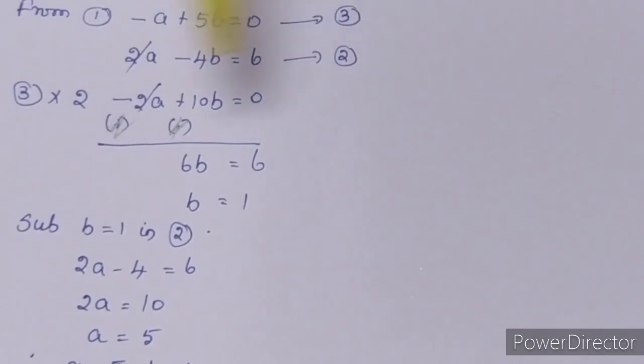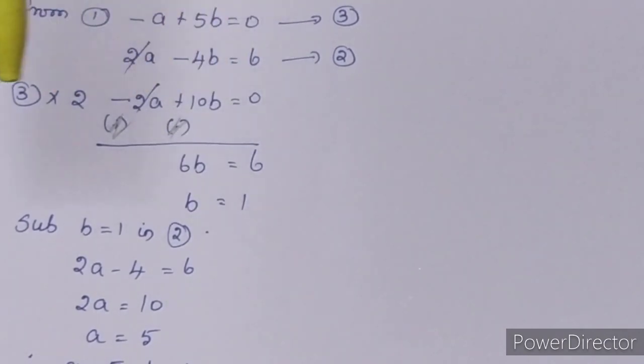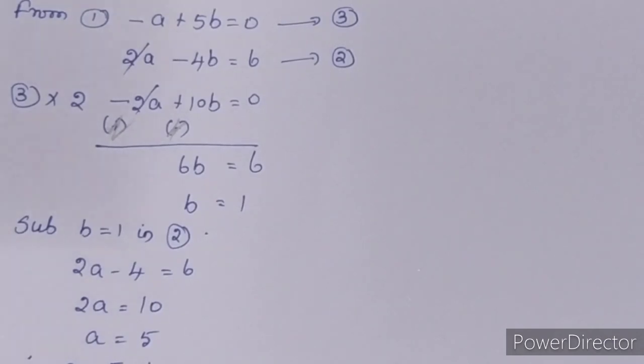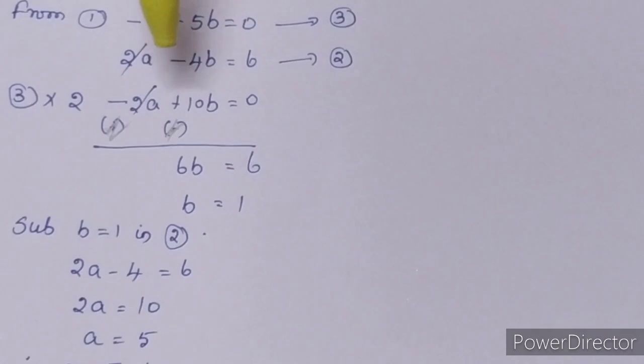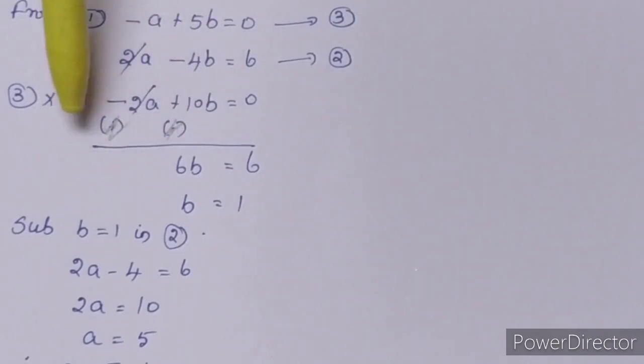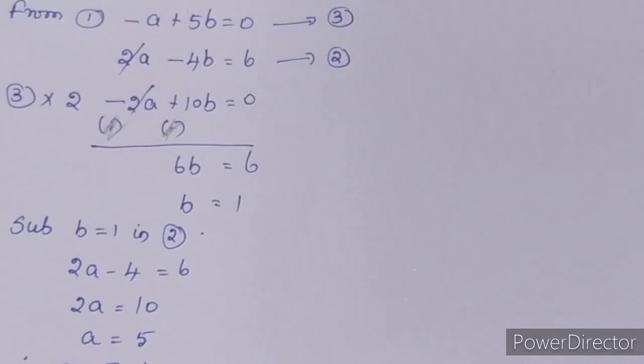Now multiplying the third equation by 2. Why are we multiplying this? Because our motive is to cancel either of the variables a or b in the elimination method. When we multiply the third equation by 2, the 2 into minus a will result in minus 2a, so this 2a will get cancelled when we add both these equations. So now third equation into 2: 2 into minus a is equal to minus 2a, 2 into plus 5b is equal to plus 10b, 2 into 0 is equal to 0. Now adding the equations, no need to change any of the symbols.